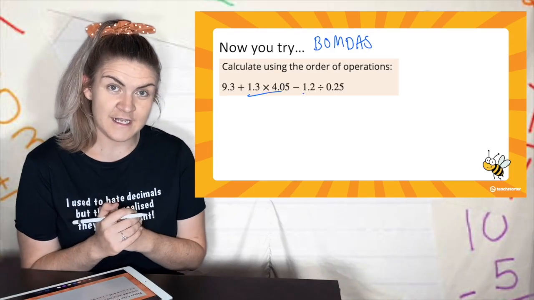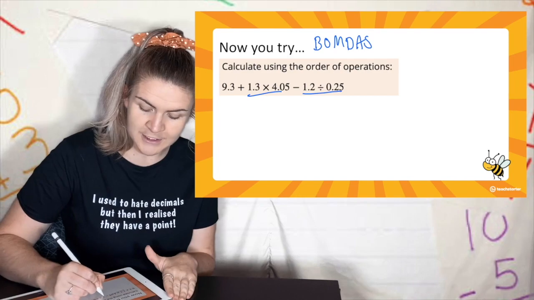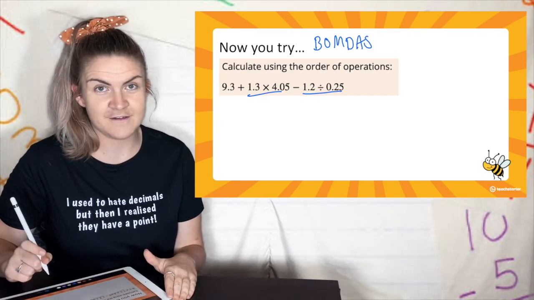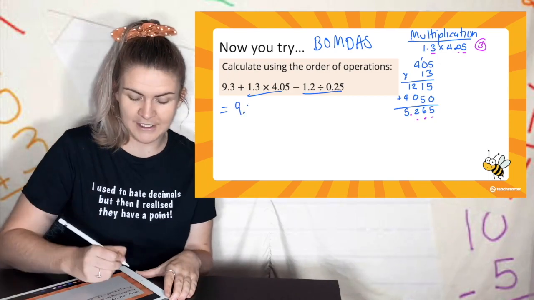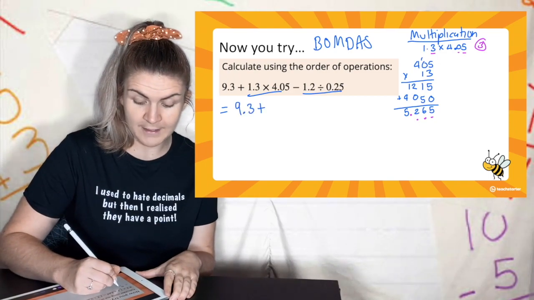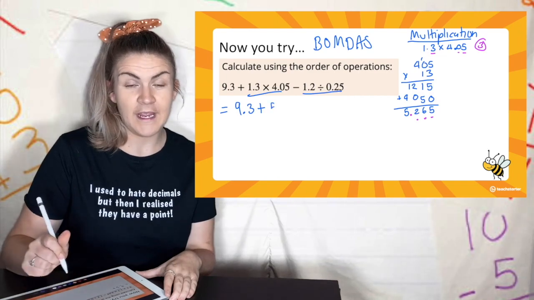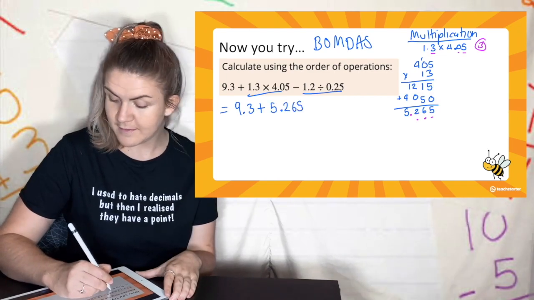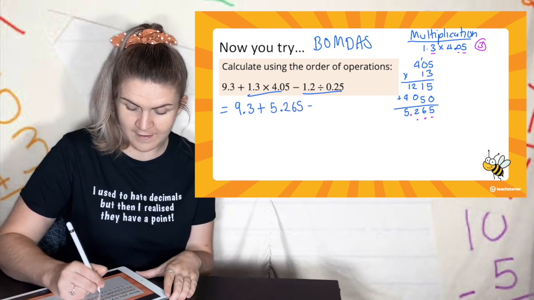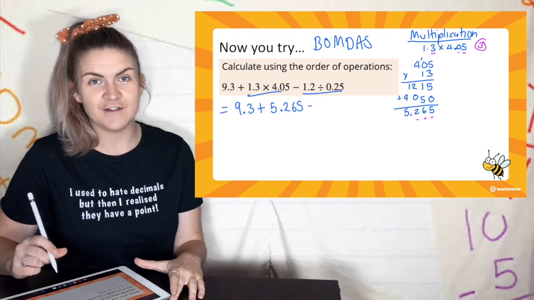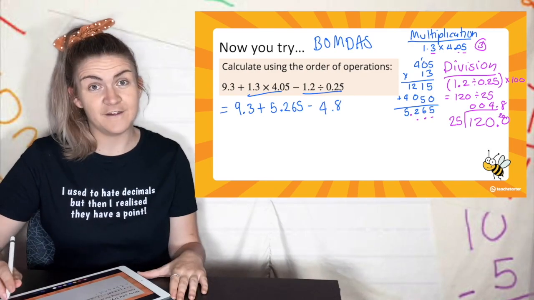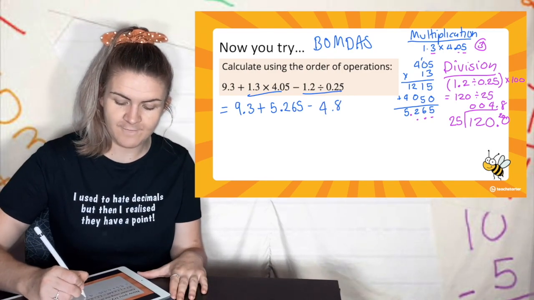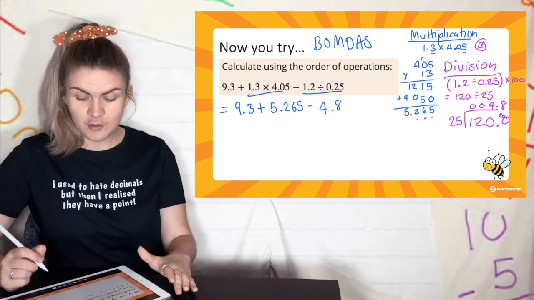Let's quickly check these answers for you. I've got a multiplication and a division straight up first. Now that I've figured out my multiplication, I can write my next line. I'm writing out everything I haven't used so far and replacing the operation with the answer, 5.265. Take away. Now I'm going to do this division. Now I've finished my division, I can put my answer in there, 4.8. And now I'm going to do my addition.